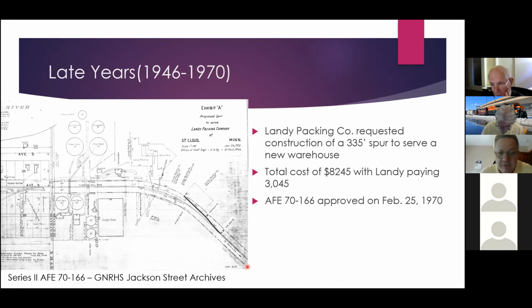And so the last AFE I could find was actually in 1970, and they requested a 335-foot spur be built to serve a new warehouse for the meatpacking company. And by this point, just a 335-foot spur cost $8,000 to put in, of which $3,045 was for the part on the Landy's land. You'll also notice that, and this was put in the mid-50s, the city water treatment plants were put in. So you still had Landy here, you still had St. Cloud meatpacking, and in between them were these sludge beds and a water treatment plant.